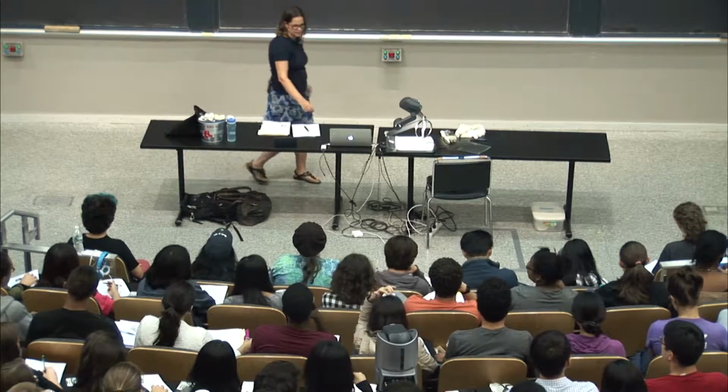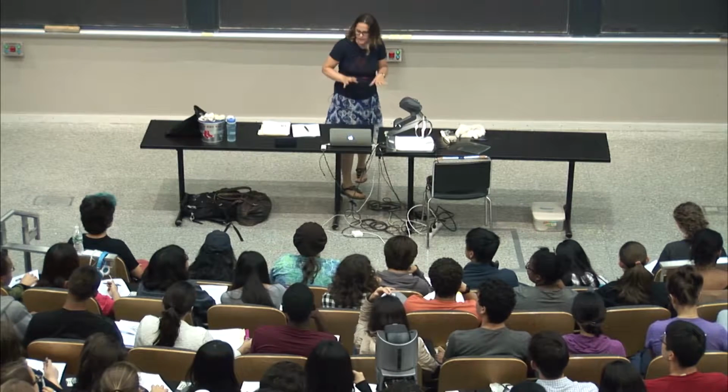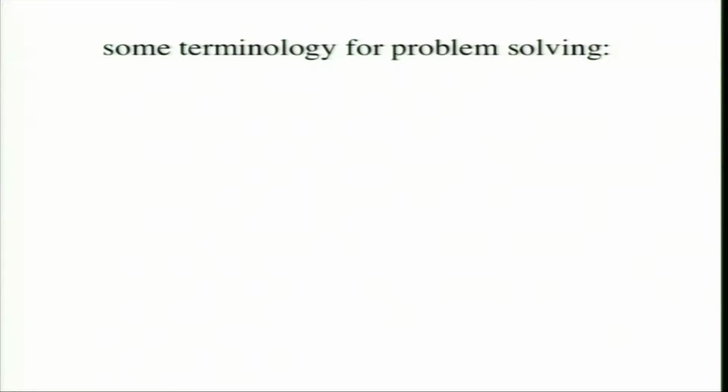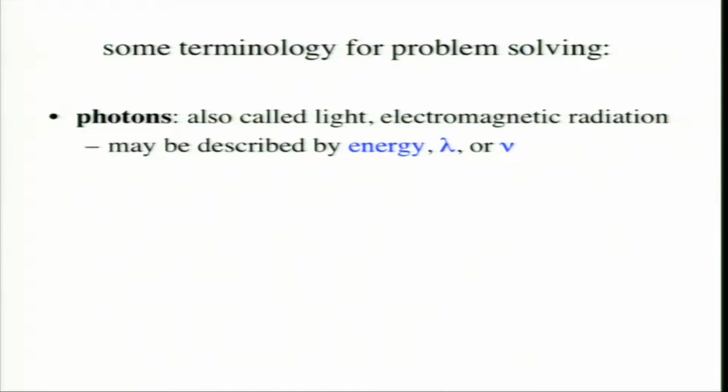Okay. So here's some useful terminology for solving problems on this problem set. And there will also be problems on problem set 2 related to this topic. So photons, also called light, also called electromagnetic radiation, may be described by their energy, by their wavelength, or by their frequency.